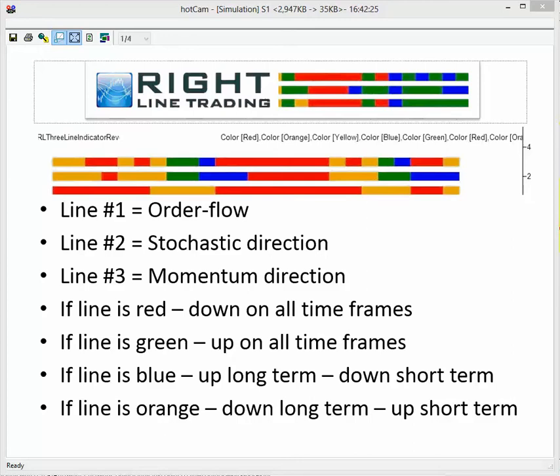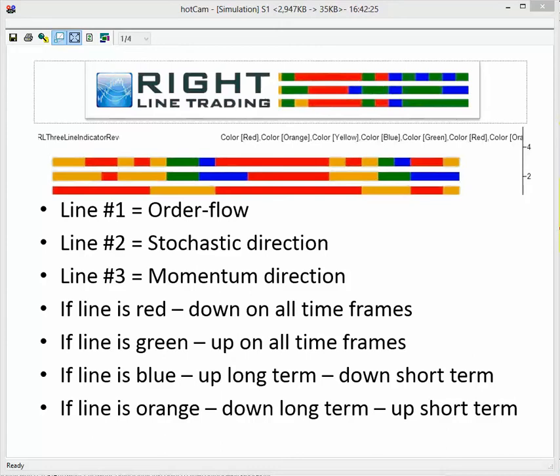We know that the stochastic is just another oscillator. You could use the CCI, you could use a relative strength. It doesn't make any difference. We just choose to use a fast stochastic. And actually, this is the least important of the lines. The third line is momentum, and that's a MACD-based system.